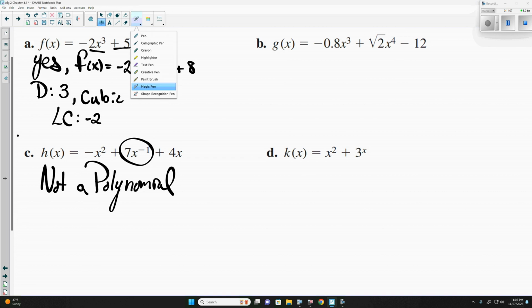Now if it had extended out over x to the fourth, it would technically still be a polynomial function because we can take the square root of x to the fourth. It would just end up being x squared times the square root of 2. But if that variable is stuck inside the radical, then it would not be. But here, it is still outside the radical, so yes, this is a polynomial function.